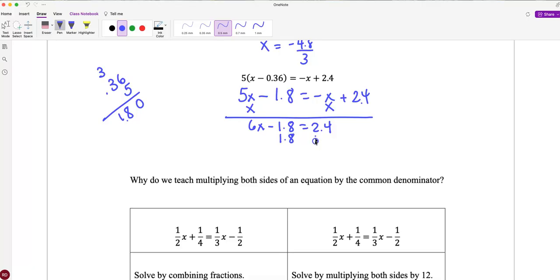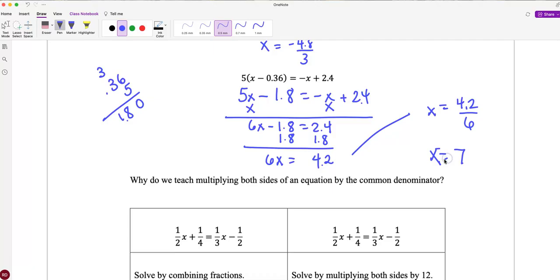Add 1.8 to both sides. So 6x equals, that's a 2, 4.2. Then x is going to be equal to 4.2 over 6. 6 goes into 42, as you know, 7 times. But there's 1 decimal place, so 0.7.